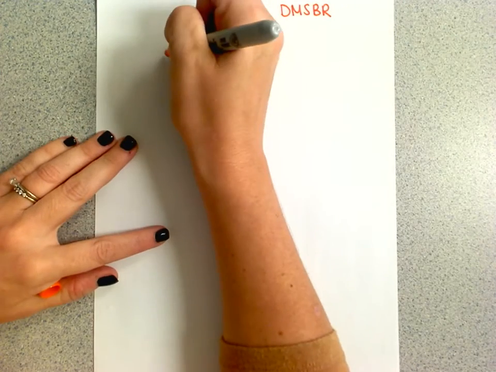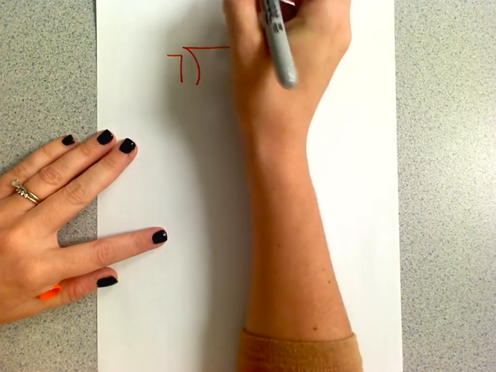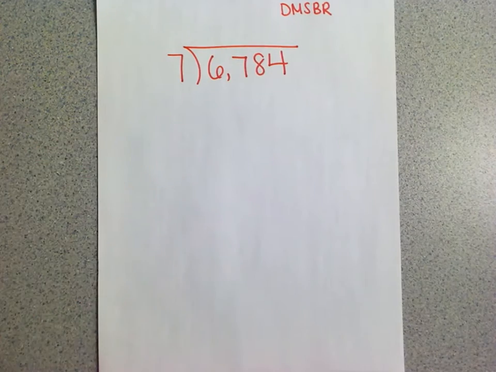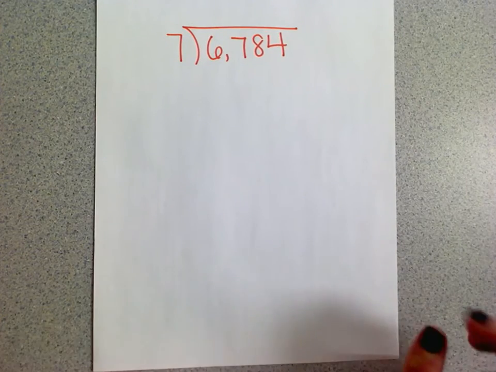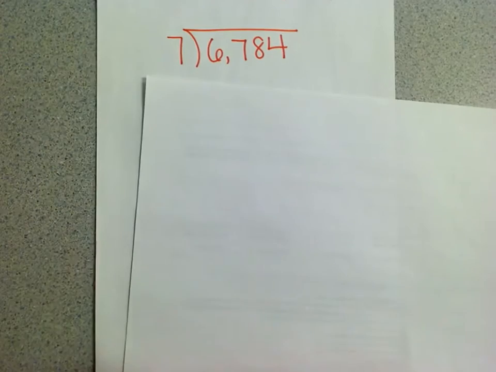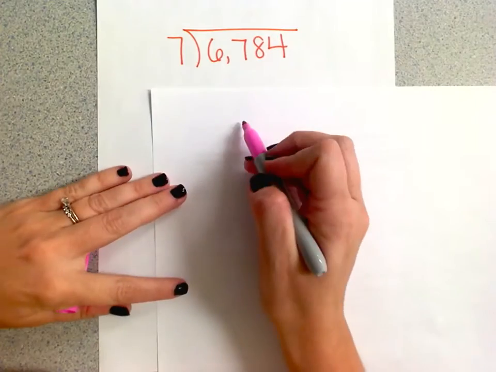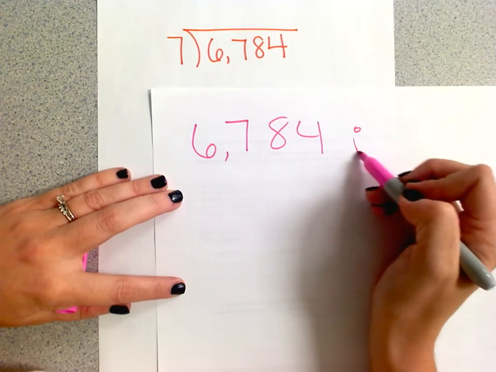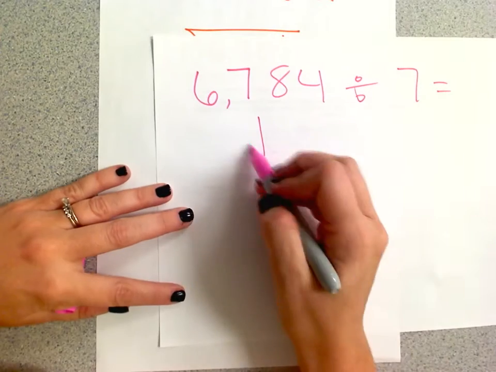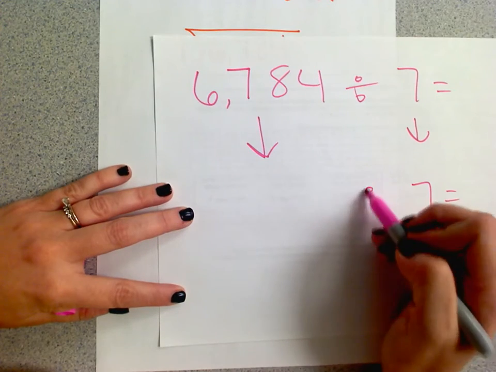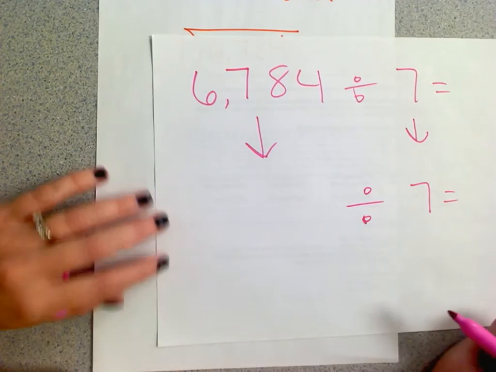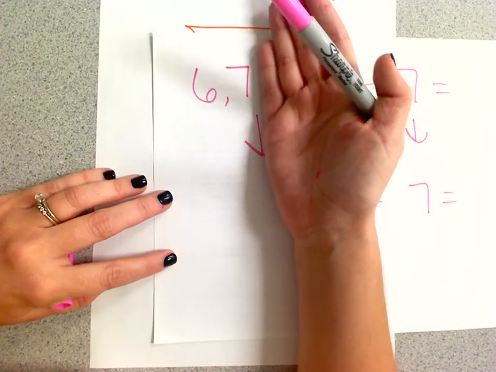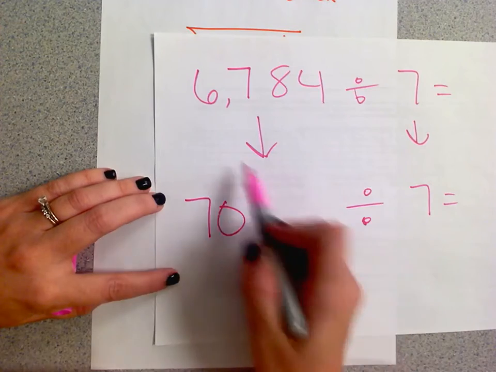We have 7 as our divisor, and on the inside of our house, 6,784. Let's talk estimate for a second. Come up with our estimate first because that should be a real quick process for us. So 6,784 divided by 7. Bring down the 7. Think of your 7 times tables. What gets us close to 67? Probably like 70, right? That's the closest I can think of.